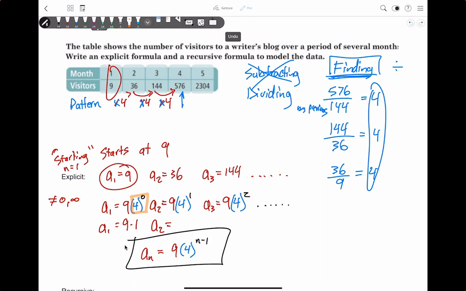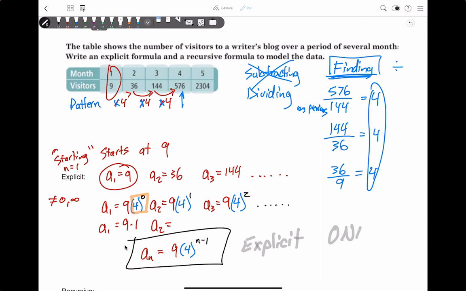So PEMDAS wise, yes, you're going to plug in n here, find out what your power is, have 4 raised to that power, and then last but not least, you would multiply that by 9. And that's what's going on. Here's your explicit equation that you get from the pattern.